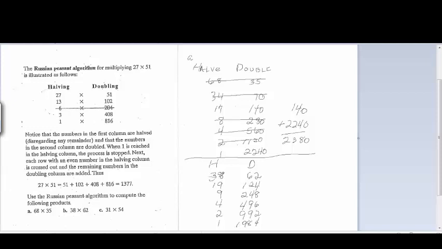So let's cross out the even ones. 4 is even, and the 2 is even. So we will be adding 124, 248, and 1,984.